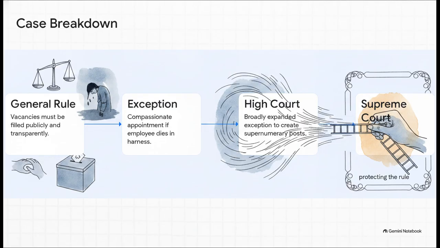Why? Because forcing the creation of higher-level posts would completely undermine and swallow the ordinary recruitment rule. The High Court tried to expand the exception to protect the beneficiary, sure, but the Supreme Court strictly limited it to protect the rule itself. Keep that specific phrase in your back pocket for your essays, protecting the rule.